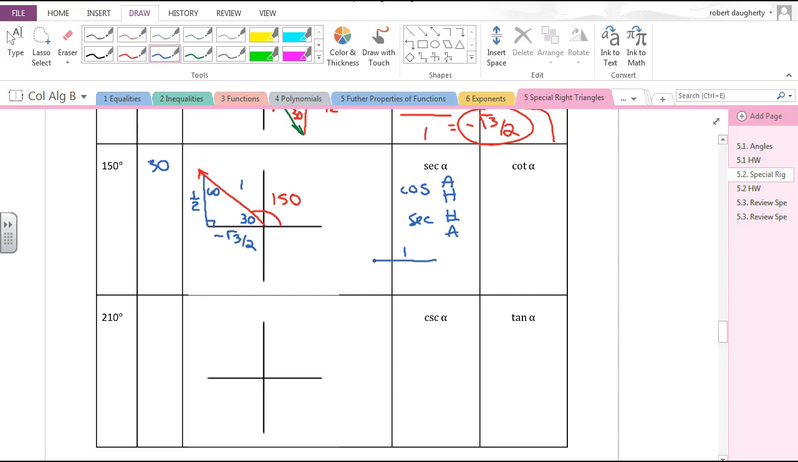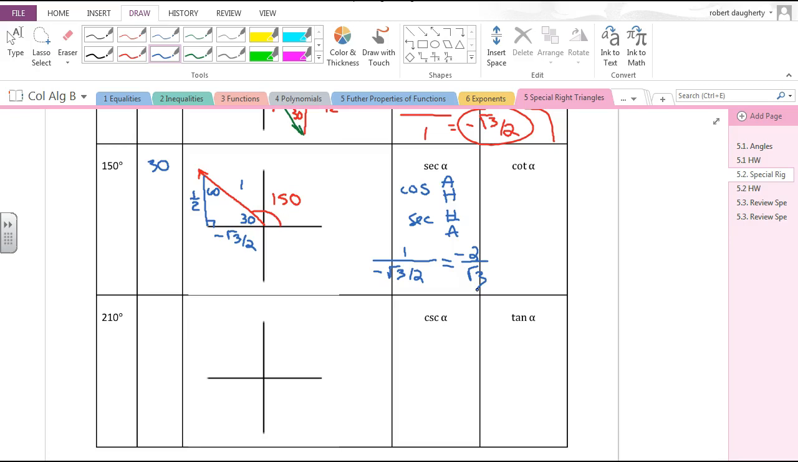No, no, no. I'm looking at this angle. What's the adjacent side? Negative square root of 3 over 2. Okay. And then dividing by the fraction is the same as multiplying by its what? Reciprocal. So this answer is just negative 2 over square root of 3.